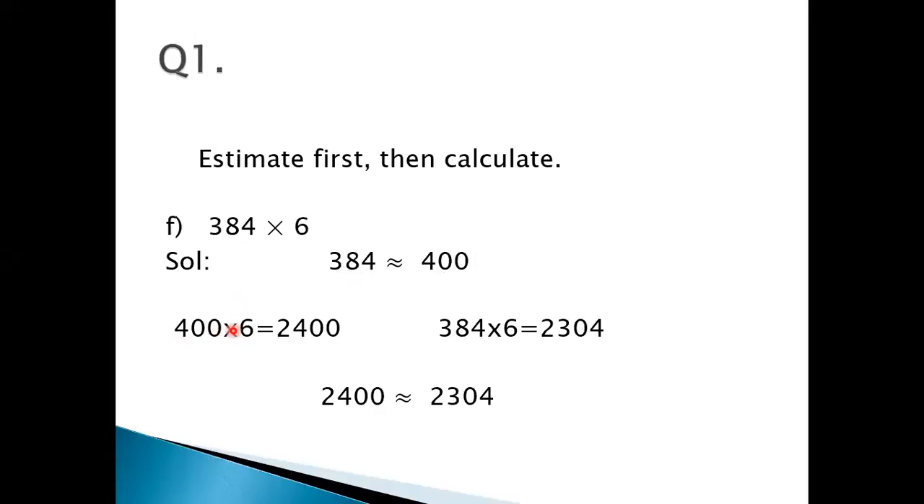Now here we did simple multiplication, 6 multiplied by 400. That gives us the answer 2400. Then the exact multiplication of the number.